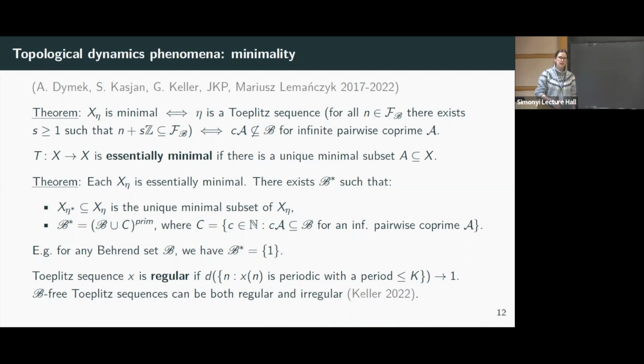So now you can give a restriction on how large periods you want to see. And for some positions, it will be sufficient and for some not. So you look at all these positions for which this is sufficient, you look at the density of these positions, and this has to go to 1 if you want a regular Toeplitz sequence. And it turned out that B-free Toeplitz sequence can be both regular and irregular. So there will be definitely two cases. The first one easier to control, the second one, well, we don't know that much what's going on there yet.